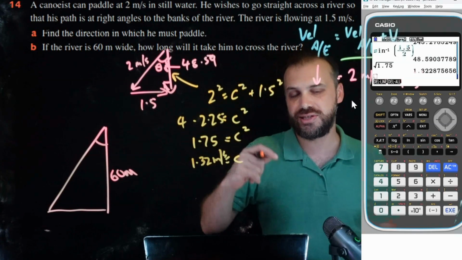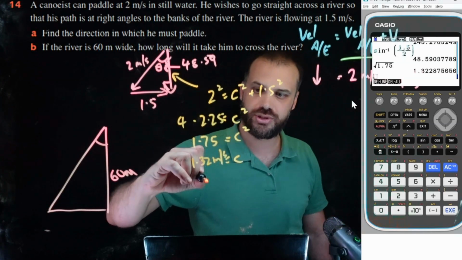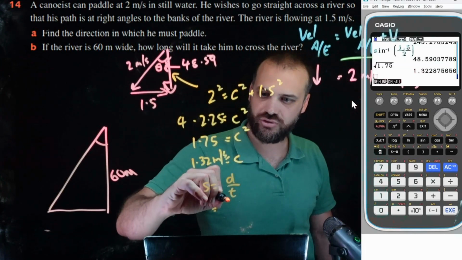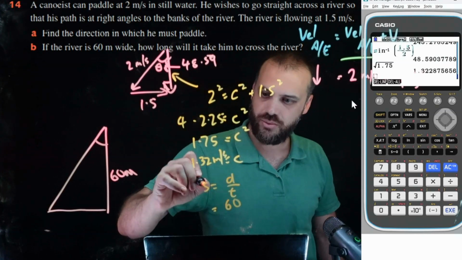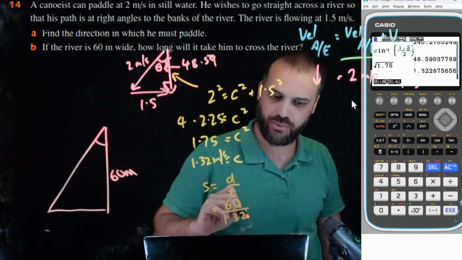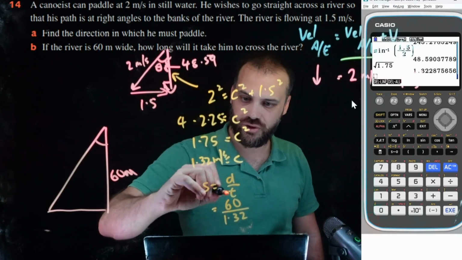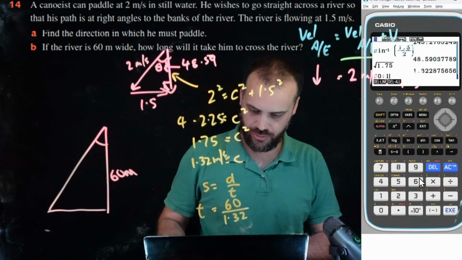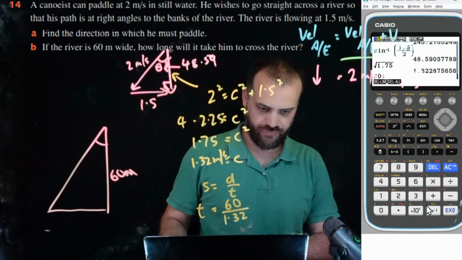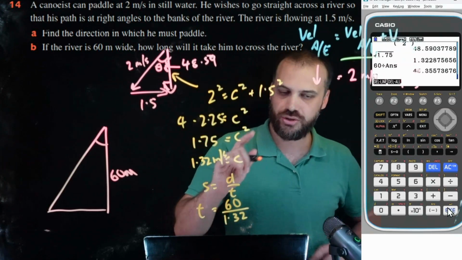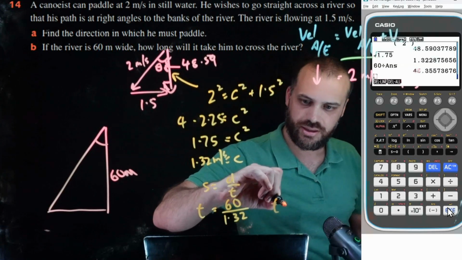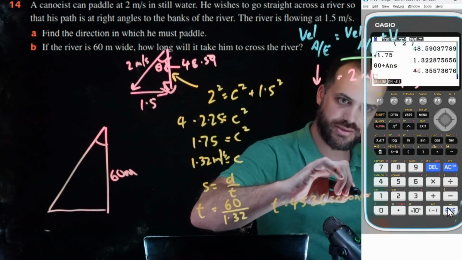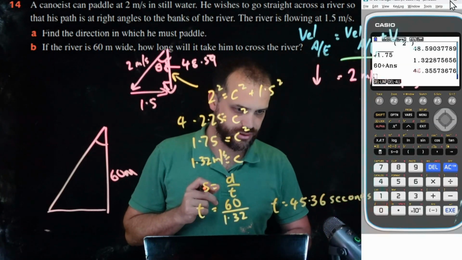They've got to travel a distance of 60 meters. So speed equals distance over time. We know the distance they have to travel, 60. We know the speed that they're going to be traveling at, 1.32. We're trying to find the time it will take. So 60 divided by 1.32, let's use the answer. So the time that this person is going to take is 45.36 seconds. All right.